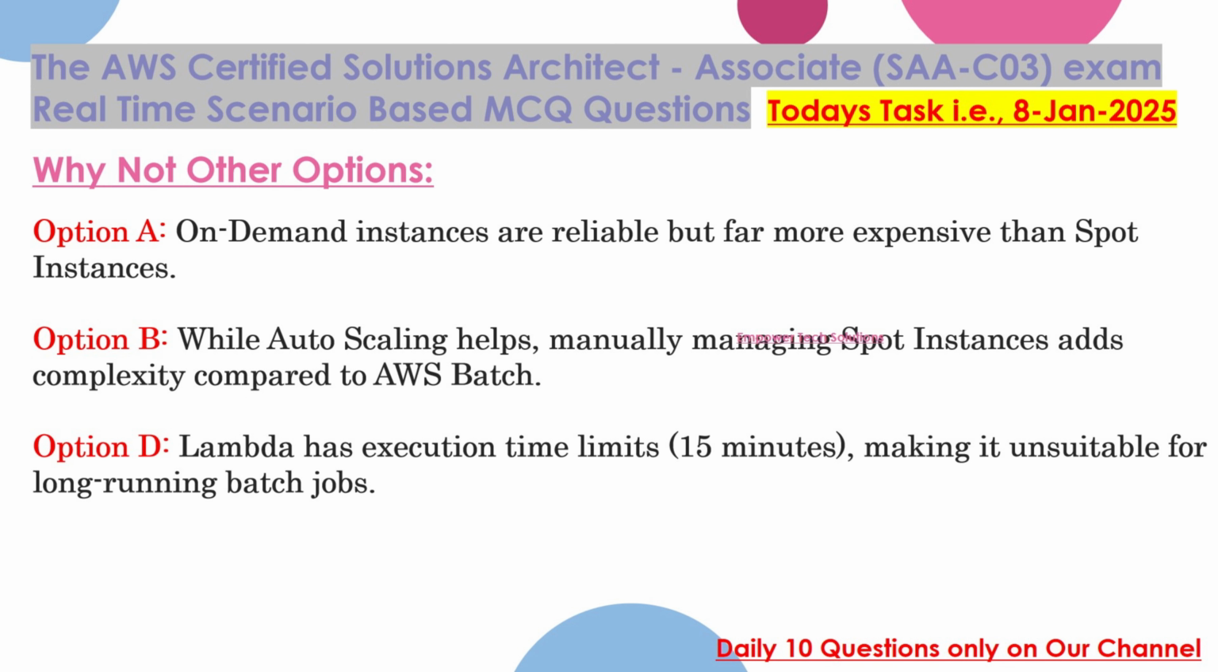Why not other options? Option A, on-demand instances are reliable, but far more expensive than spot instances. Option B, while auto-scaling helps, manually managing spot instances adds complexity compared to AWS Batch. Option D, Lambda has execution time limits, 15 minutes, making it unsuitable for long-running batch jobs.